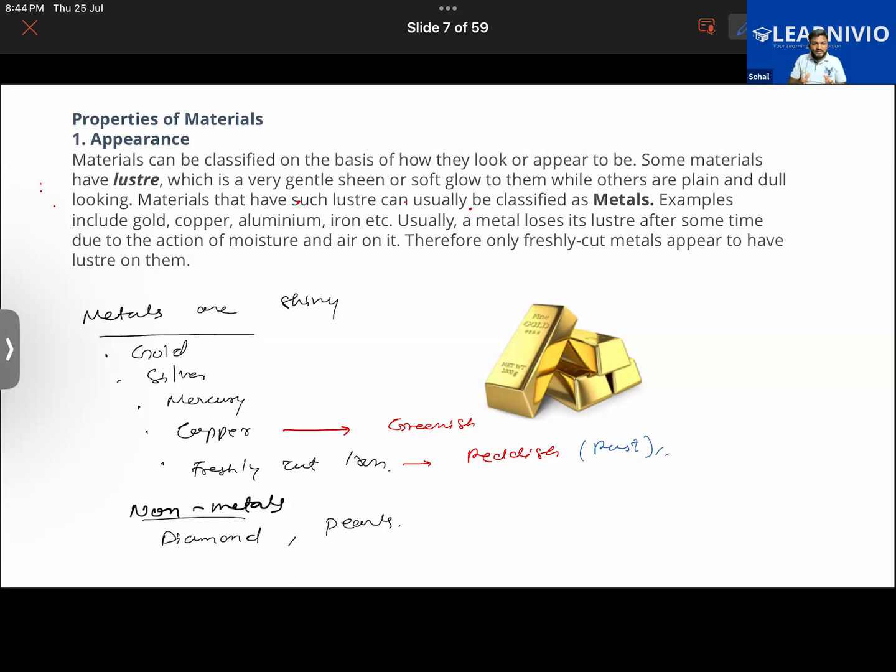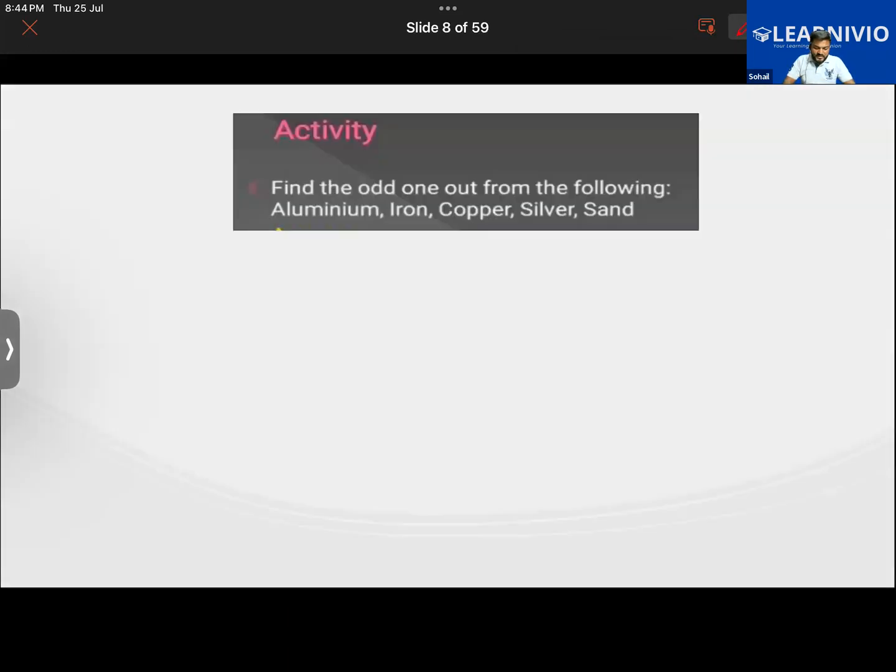So generally, metals are shiny while some objects are not shiny, like rock, sand, etc. Another thing is that you do this activity. Find the odd one out from the given examples. You have aluminum, iron, copper, silver, and sand. Of course, that is sand.